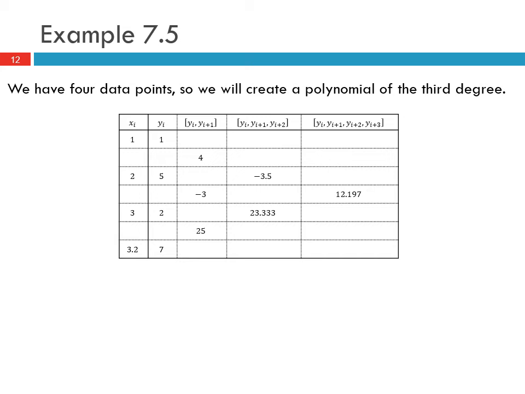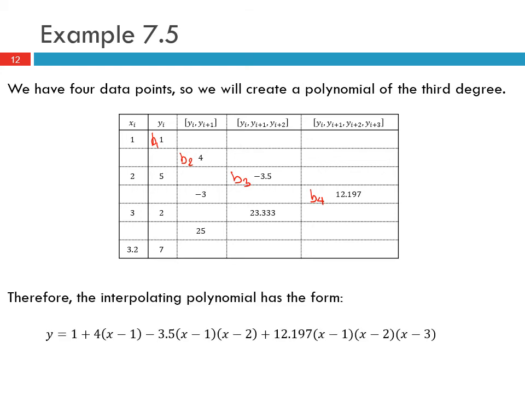So this is b1, b2, b3, and b4. So the interpolating polynomial has the form shown here. So again, this is our b1, b2, b3, and b4. And we can expand this out and get the expression shown here.